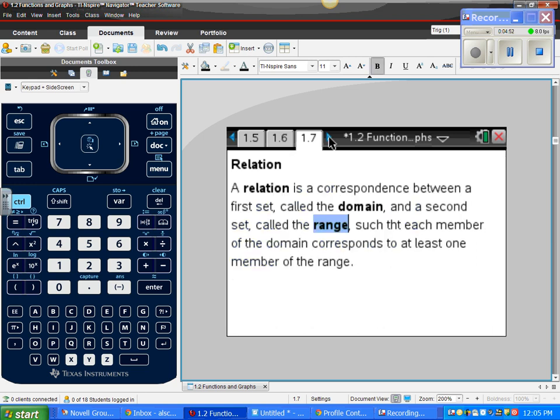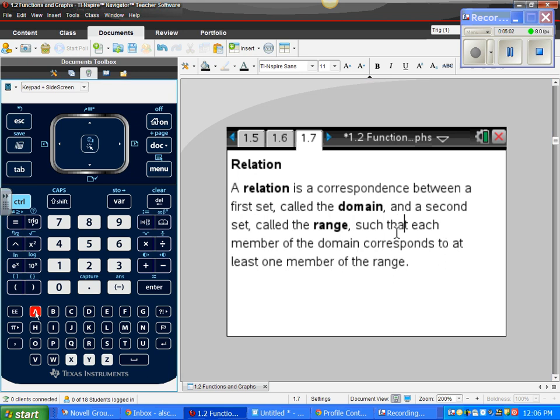All right, so a relation is a correspondence between a first set called the domain and a second set called the range, such that each member of the domain corresponds to at least one member of the range. Okay, so it just makes a relation.